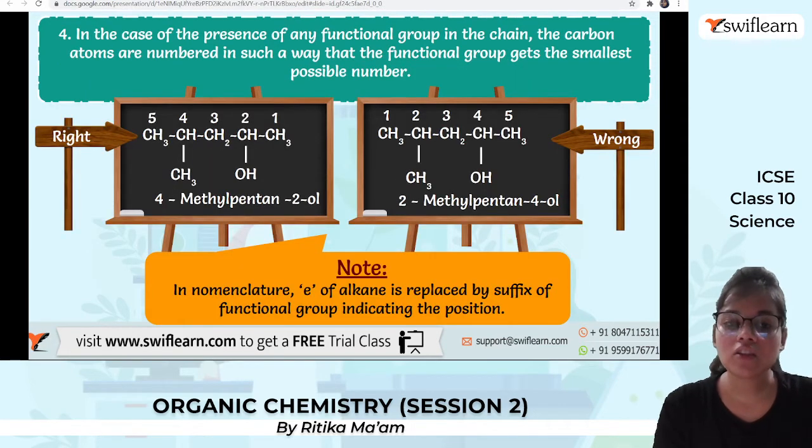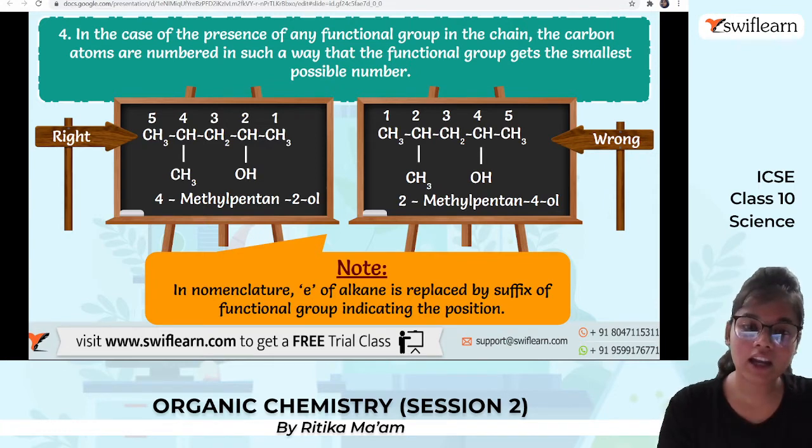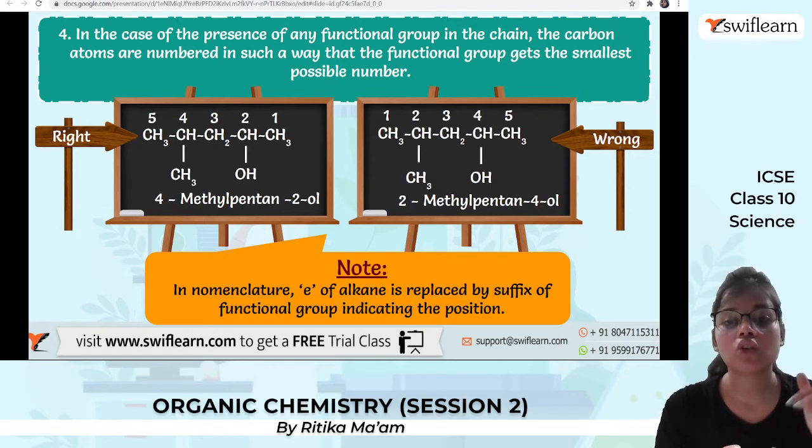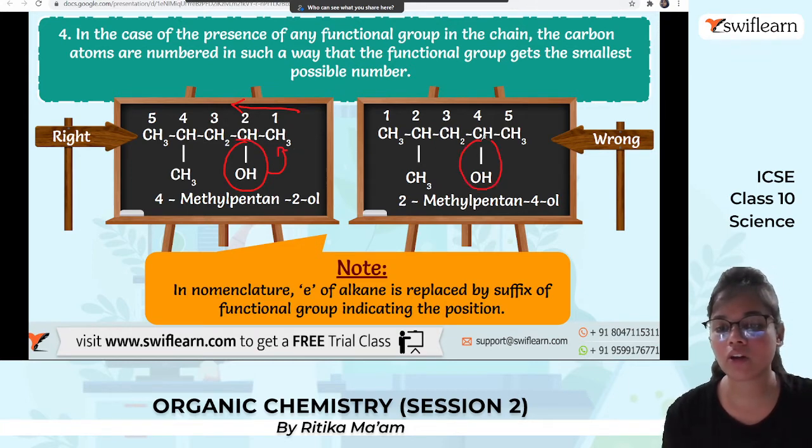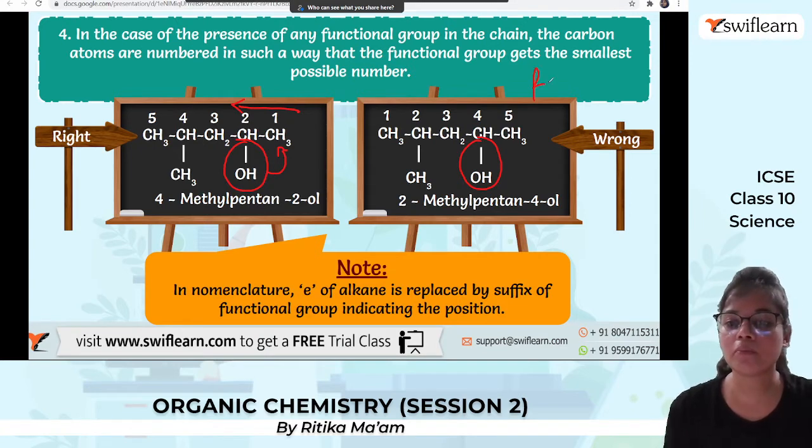Next, in case of presence of any functional group in the chain, the carbon atoms are numbered in such a way that the functional group gets the smallest possible number. Now, if we are having an alkyl group and a functional group also, our priority will be the functional group. So here what are we expected to do? We are expected to number it from here to here. Why? Because here the alcohol will come on second number, but here alcohol is coming on fourth number. Since functional group priority is greater than alkyl group, that is why we will start numbering from here. So that is why it is named as 4-methyl pentan-2-ol.